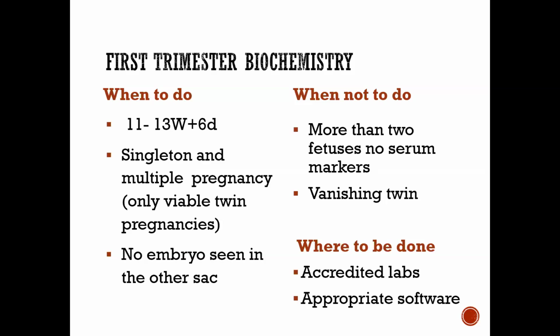Now, first trimester biochemistry we can do between 11 weeks and 13 weeks 6 days. It can be done in case of singleton and viable twin pregnancy, but in vanishing twin it should not be done. And in more than twin pregnancy, like triplet or higher order pregnancy, it should not be done. It should be done by accredited labs only and on appropriate software only.